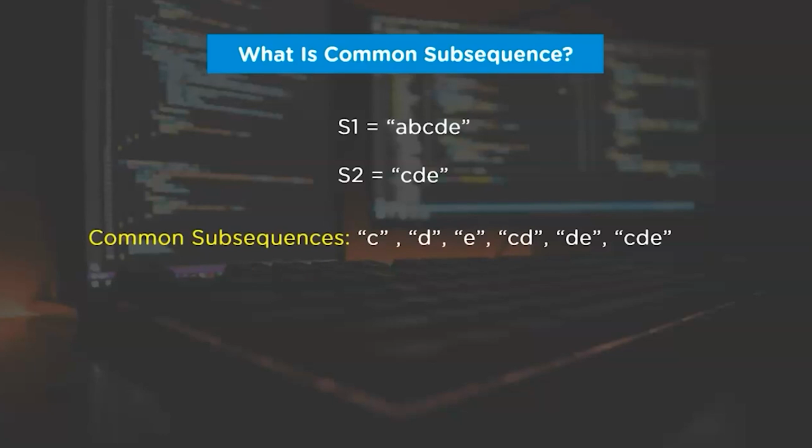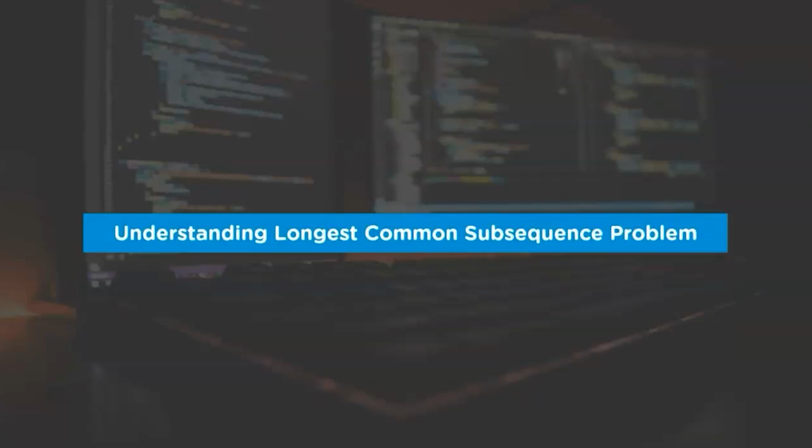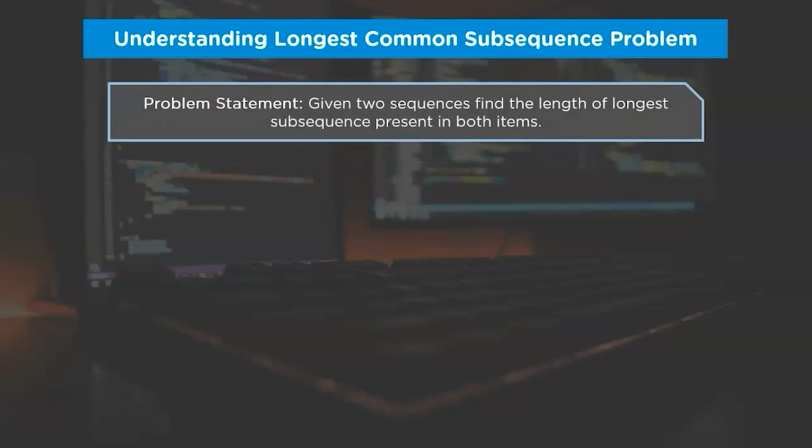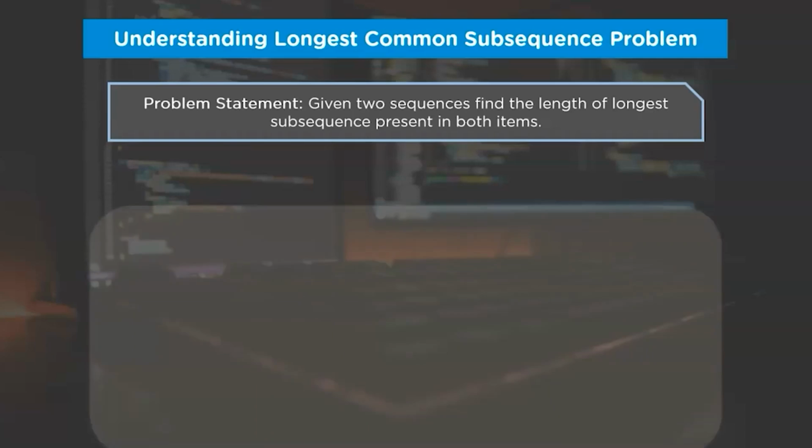Moving forward, let's dive further into this LCS problem to understand the logic behind it. The problem statement for the LCS states that given two strings, find the length of the longest common subsequence present in both the strings. That means in this problem, we'll be given two different strings with lengths m and n respectively. And from these two strings, we'll have to find the longest common subsequence with length k.